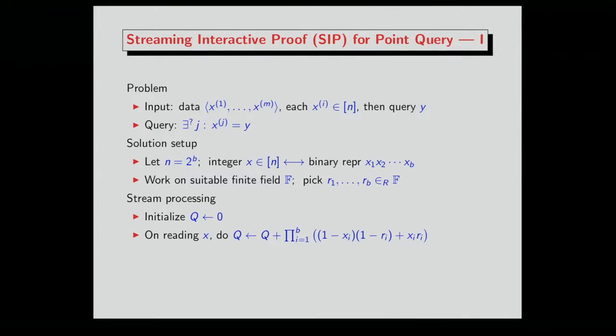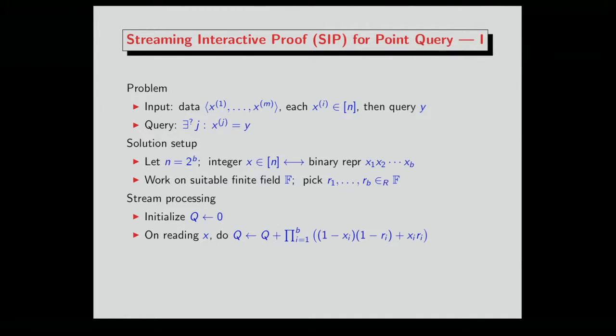So I will have a certain setup, and on the next page I will have a lot more formulas coming up, but I will hopefully walk you through them and explain everything. We will first use a simple bit of notation where we have a mapping between integers from 1 up to n to binary strings, namely their binary representations. So I'll think of n as 2 to the b, so that every integer has a b-bit representation. Now I will do all my work on some suitable finite field. I'm going to be doing arithmetic in this finite field. I'll start off by picking b random elements in this finite field.